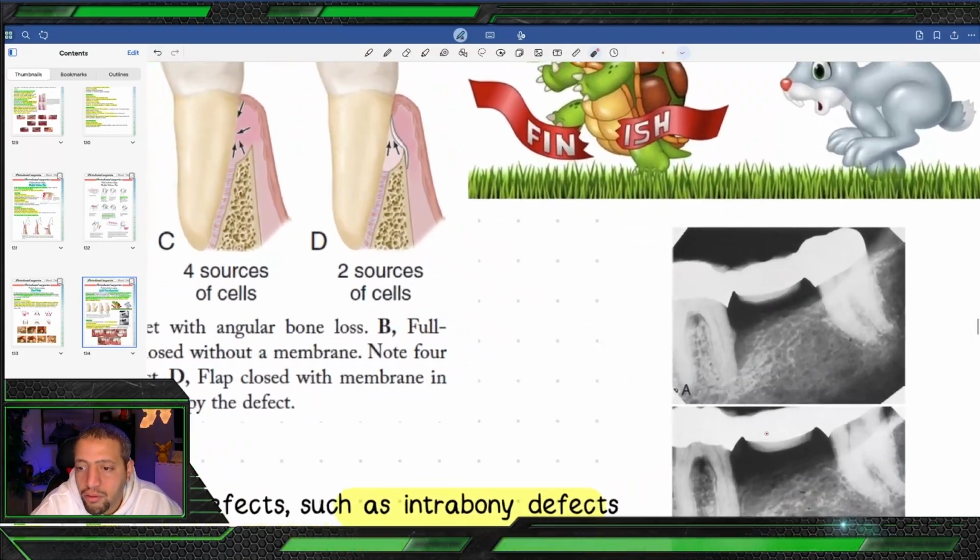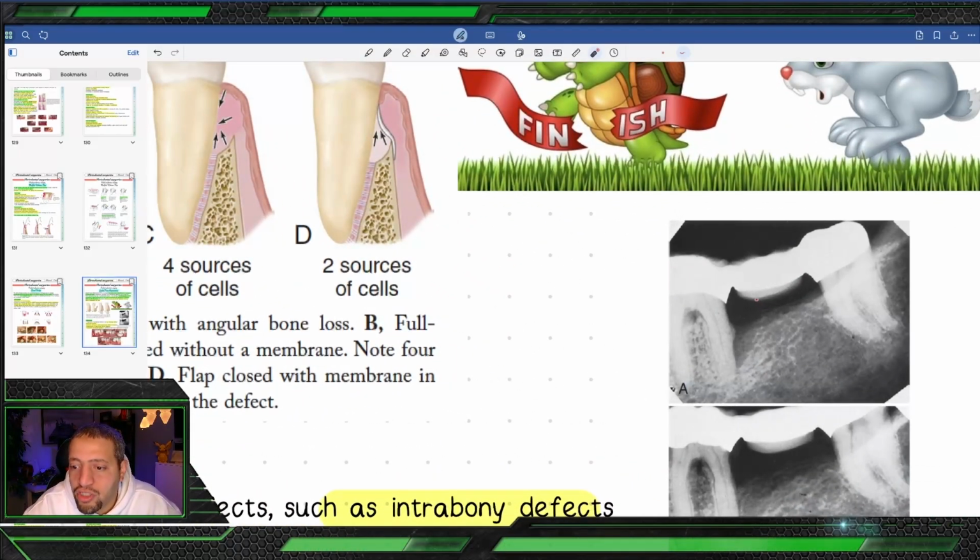And this is how it looks. So we have here a faulty restoration, leading to this vertical bone loss. And then we did the GTR here to heal it. I know it's not the perfect result, but yeah, it's better.